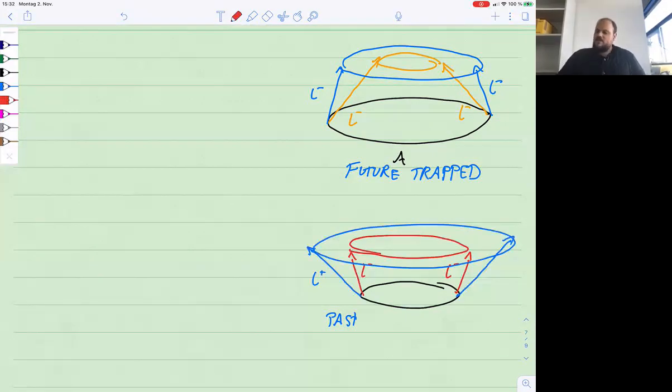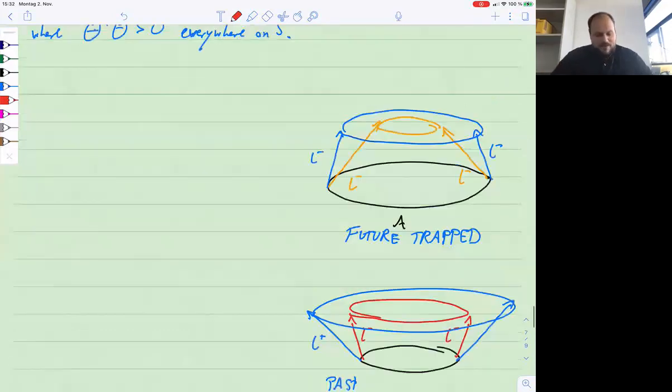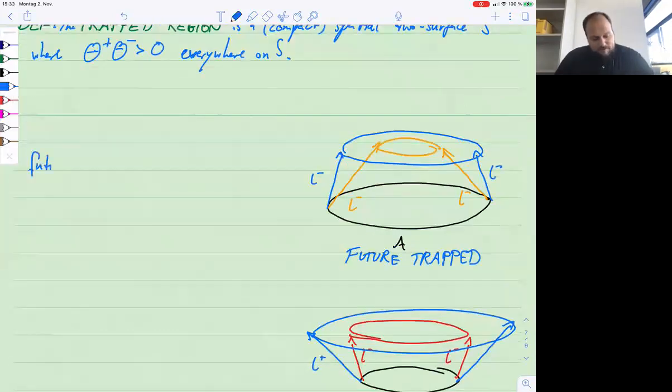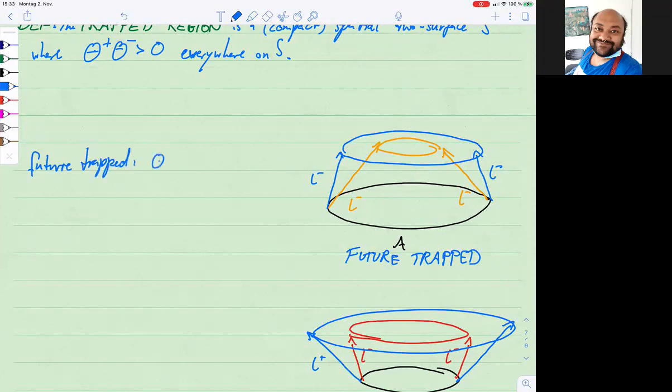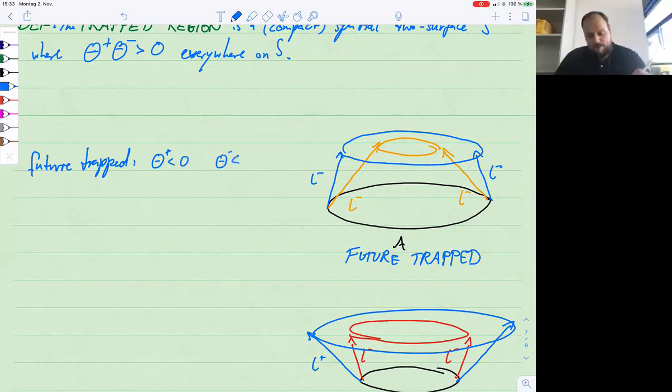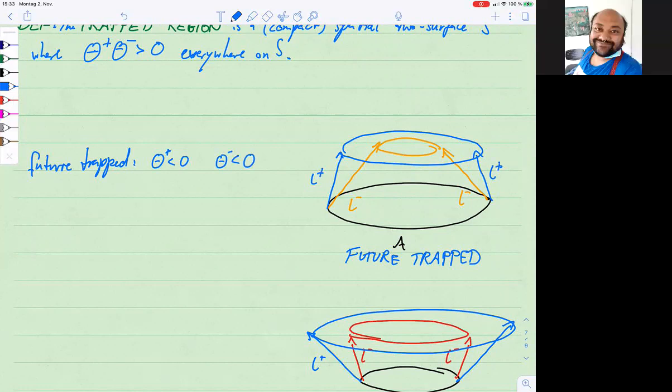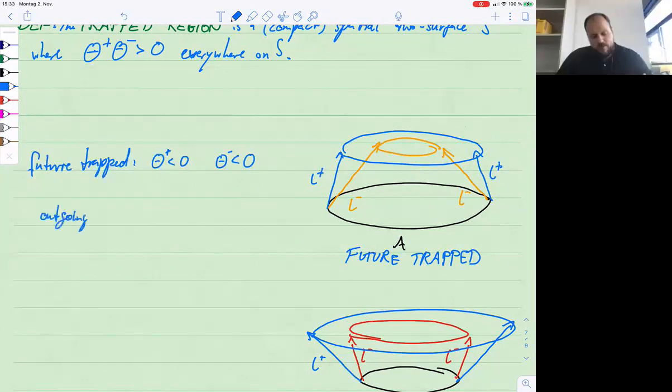And as you now might understand, so let's say future trapped. So Mark. Yes. The future trapped picture, the upward thing, both the things are L minus? Oh, sorry, yes, this is L plus. Yeah, because also the outgoing is ingoing. So outgoing is effectively ingoing, and ingoing stays ingoing.